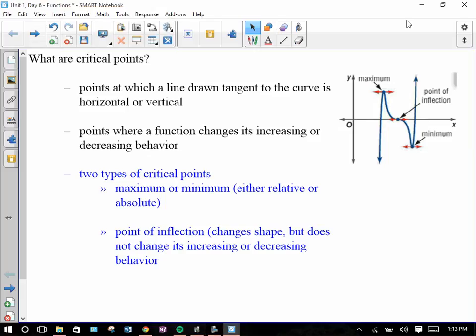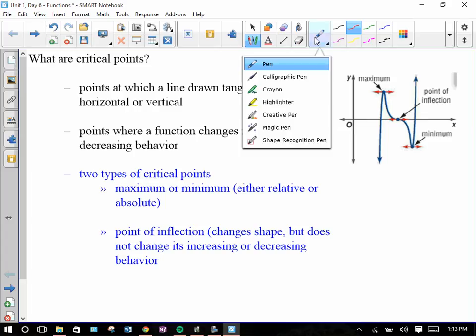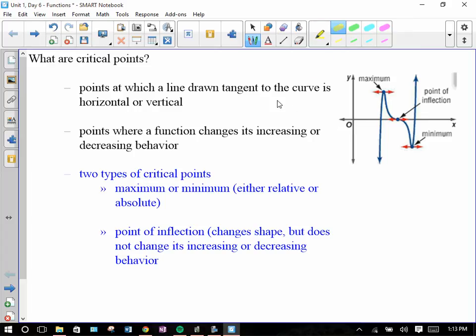Okay, so what we're going to talk about are things right now called critical points. Okay? And so what you want to make sure you get down is, I want to write down what are critical points. That's sort of like our question that we're asking ourselves trying to answer. Alright?